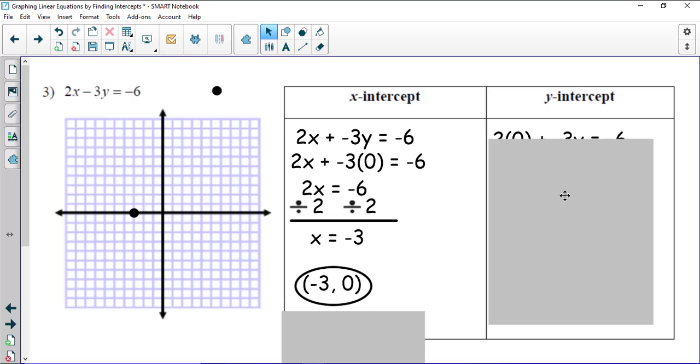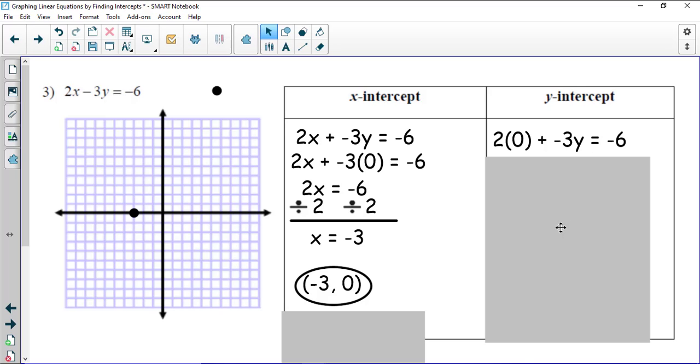For our y-intercept, we replace x with 0, so 2 times 0 is 0, plus that negative 3y equals negative 6. This is why I suggest rewriting subtraction as addition. That way you don't miss any of the negatives.